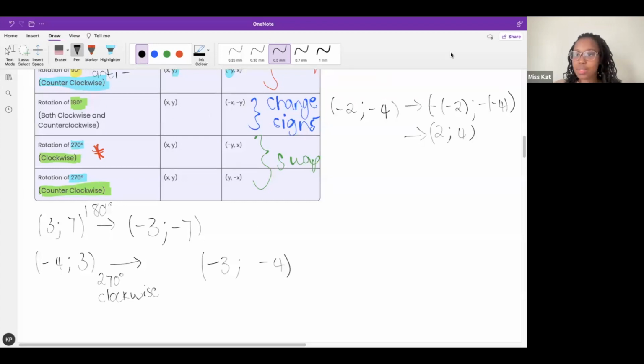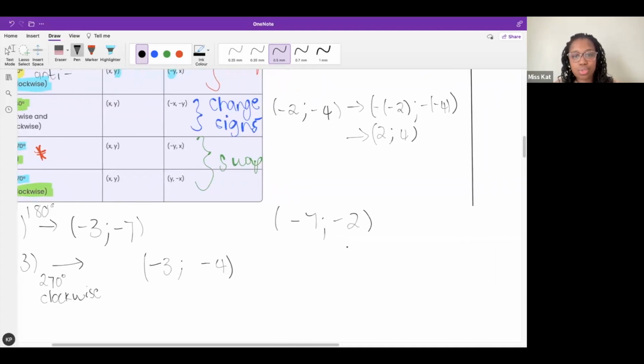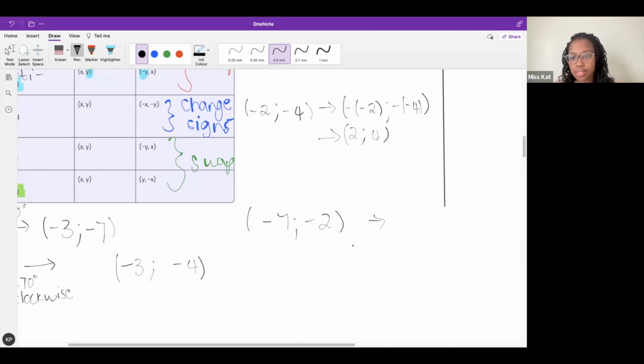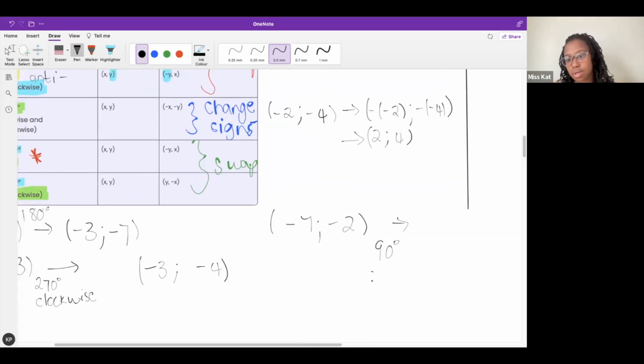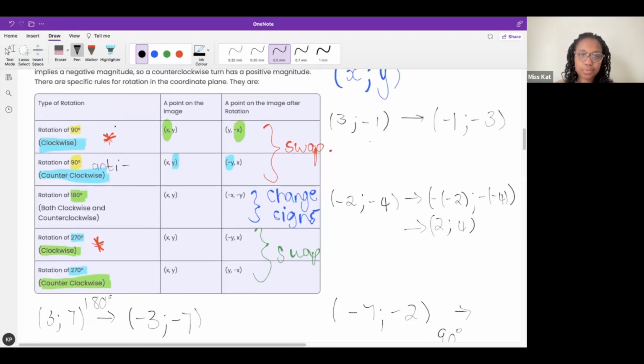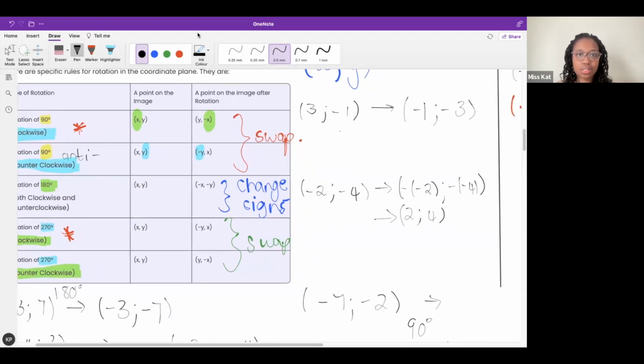Okay. Now I want us to rotate the point -7 and -2. And I want us to rotate it 90 degrees. I'm going back to 90 degrees. Which one was this one? Clockwise. You guys want to go see the rule quickly? There's the rule. This one. We're back here. Okay, now let's do it. Let's rotate it.